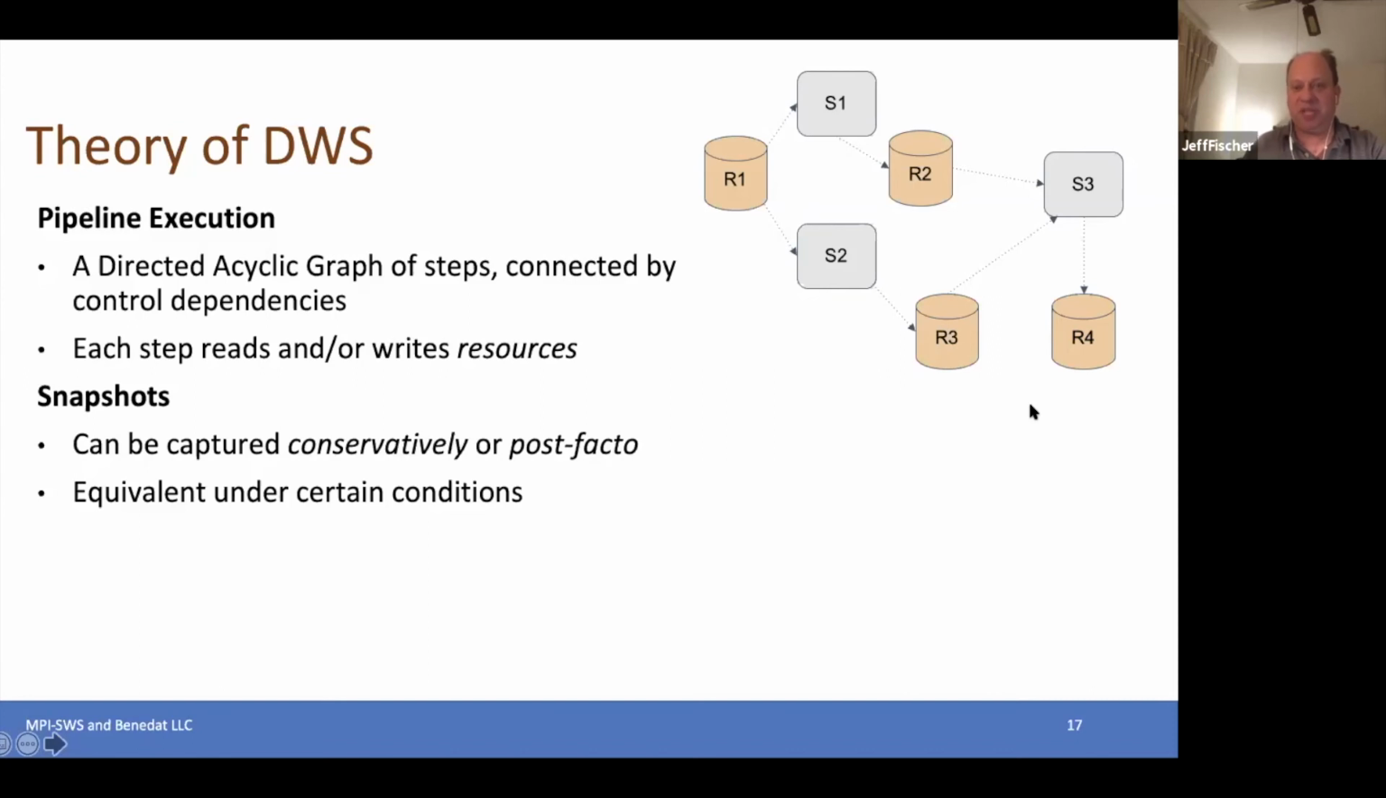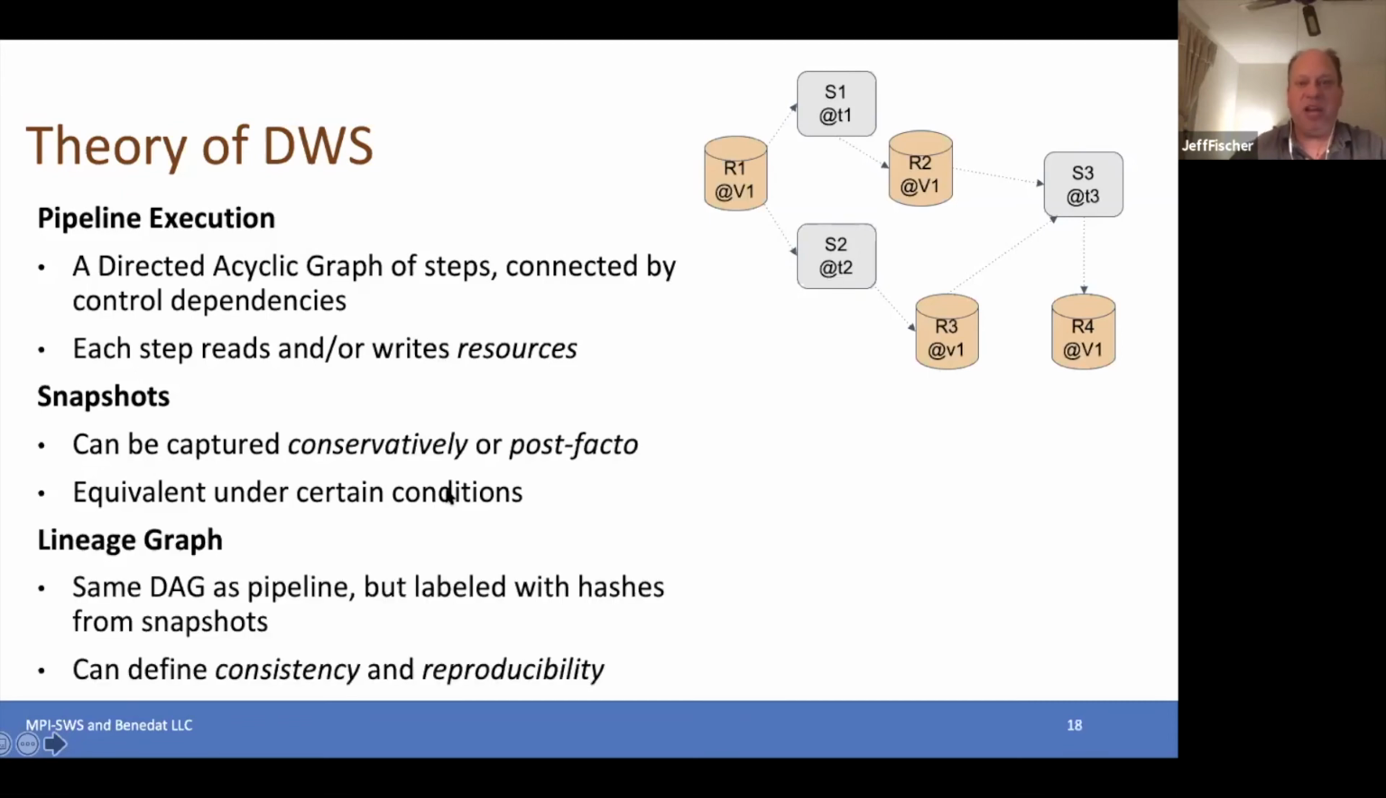So that's a conservative snapshot. A post facto snapshot is where you run the whole pipeline, and then at the very end, you snapshot all the resources. And that's what we've implemented. And the key thing is that's a lot more convenient to do and faster, and it's also easier then to go back in time and reproduce past states. And they're equivalent under certain conditions. So basically, if you have two things write to the same resource, if you overwrite things before you take a snapshot, then you would lose information. So we have some checks in the code that can check for that and warn you if that's happening.